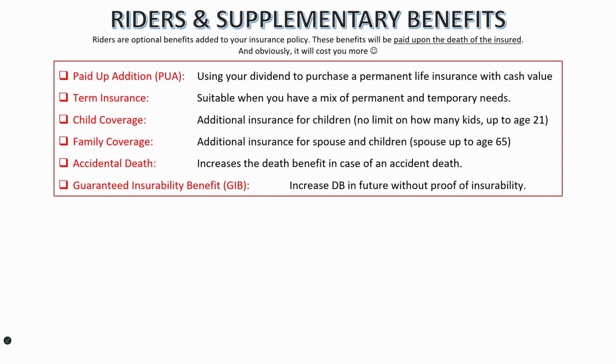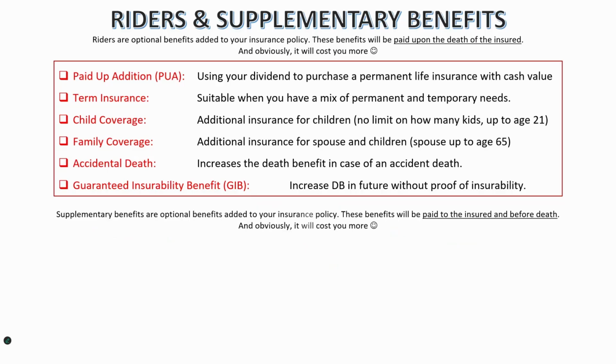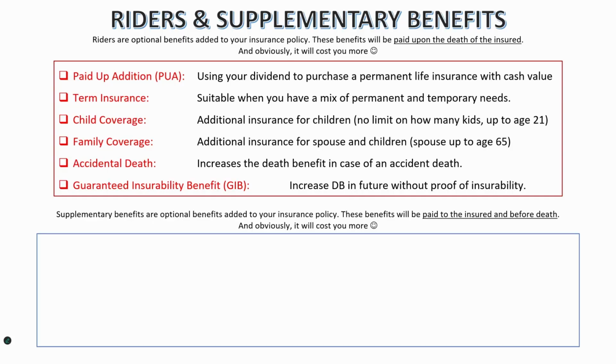So these are the riders. As you can see, all of these will only be paid when someone dies. All right. But when we talk about supplementary benefits, it's about benefits that will be paid to the insured before death. So what are they? And by the way, before going into it, eventually we call all of them riders, right?